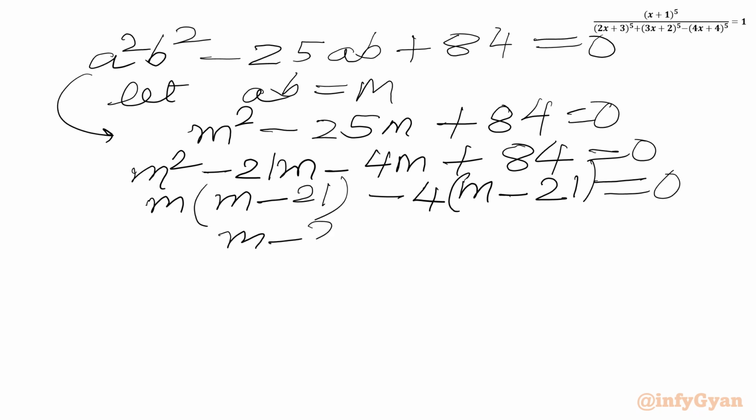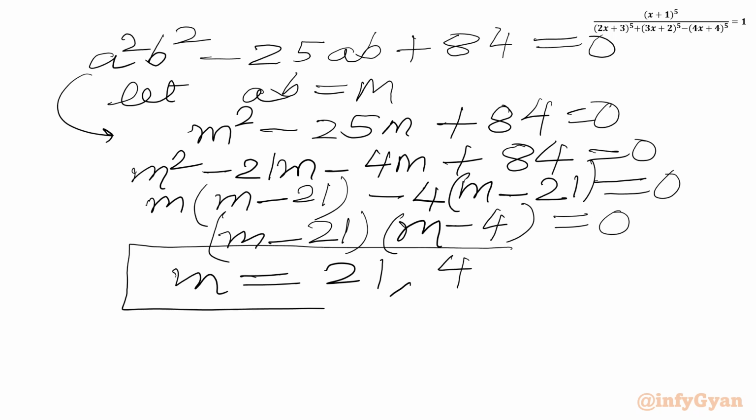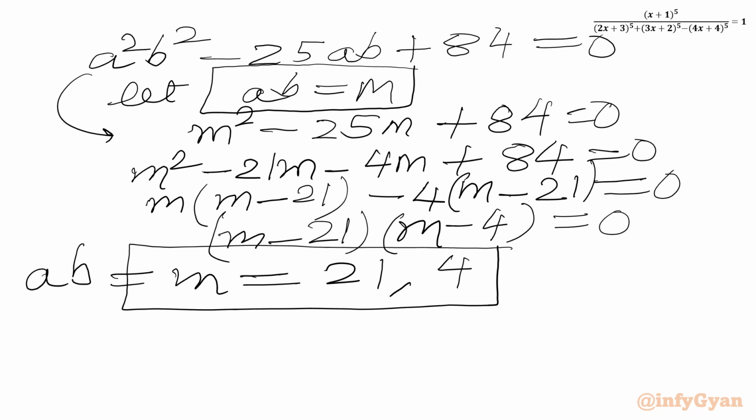Then we can take m minus 21 overall common. So in the other bracket, we will write m minus 4 equal to 0. We'll apply the product 0 rule. We will get m equal to 21, m equal to 4. Now m was our substitution. Here it is A times B. So I can write this is equal to A times B.